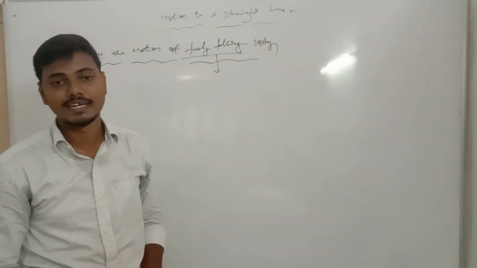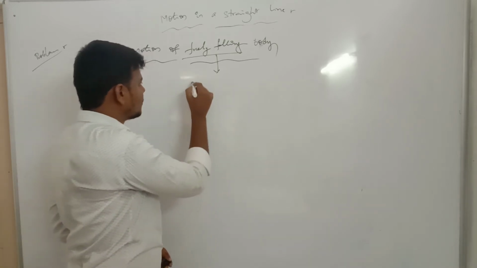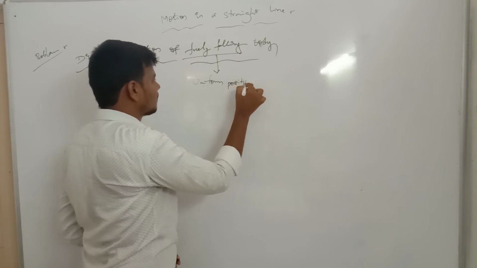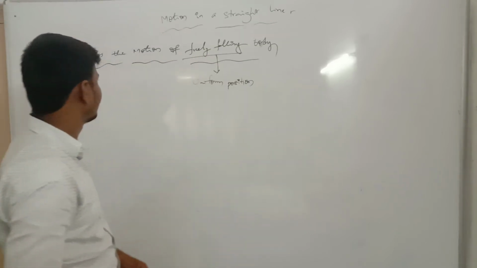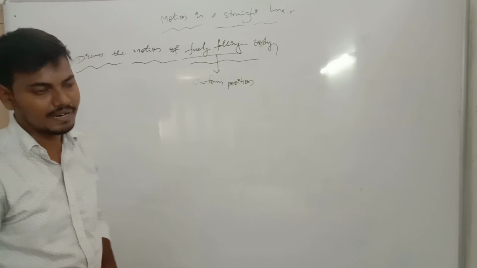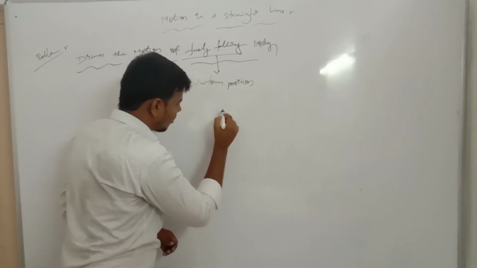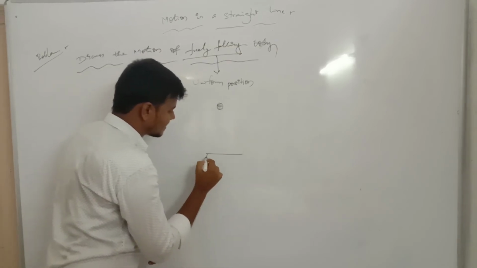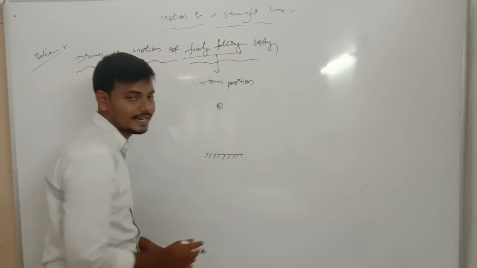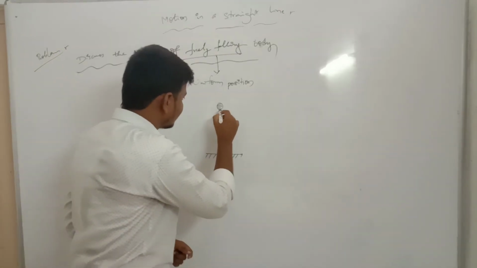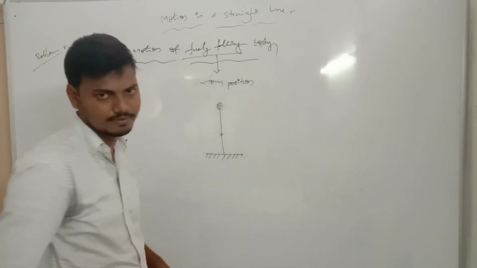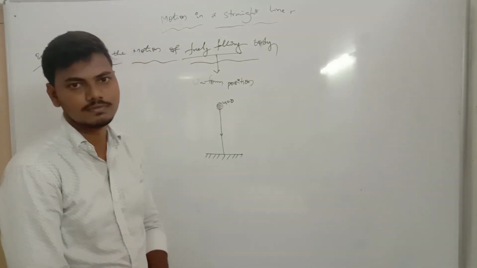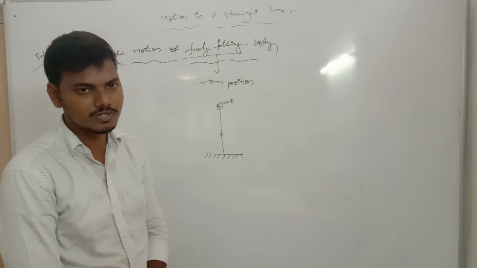Freely falling means we are taking uniform acceleration. Now this is the freely falling body. Now we can apply this to a freely falling body when an object, this is the object, is moving in the downward direction. Okay, and u is equal to 0, the initial velocity.